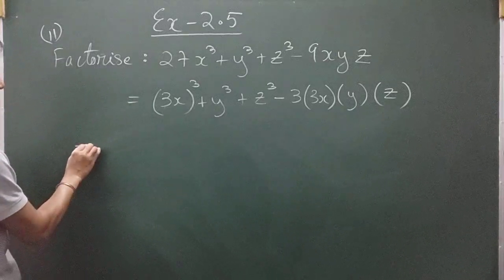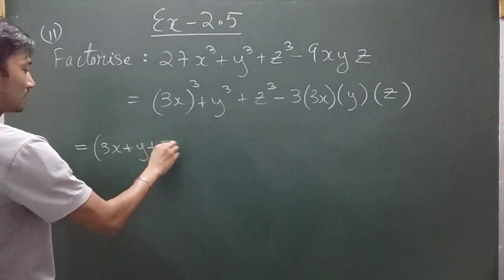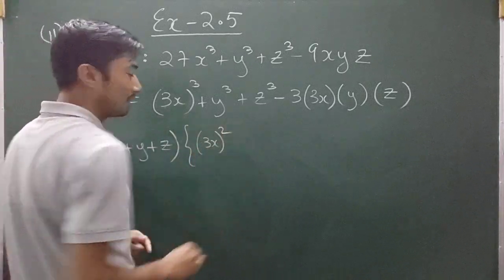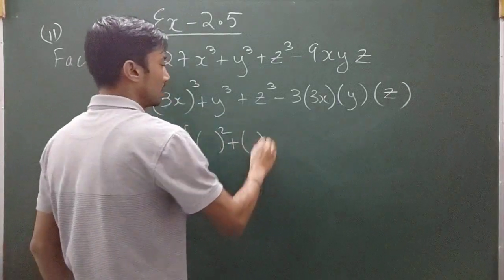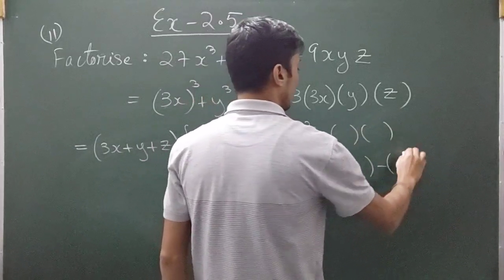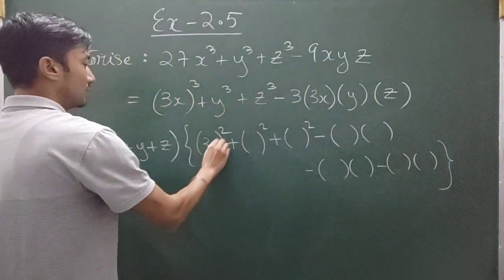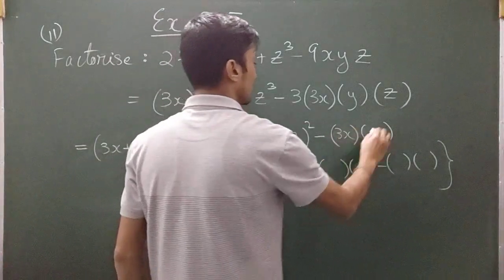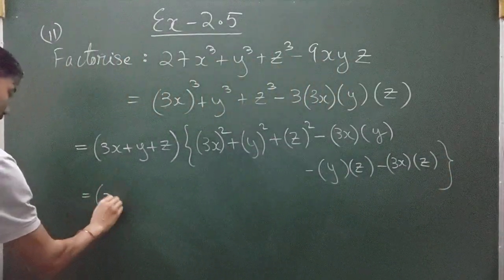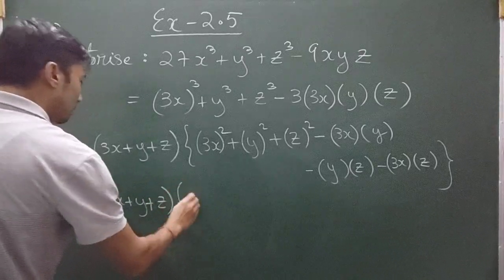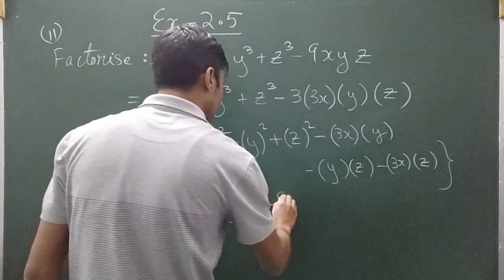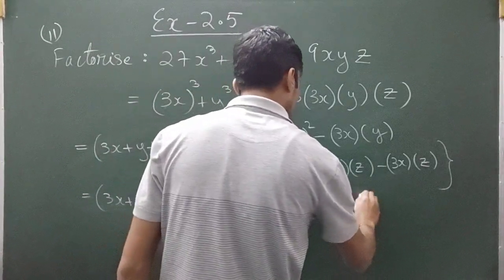What was that? I'll start from here: x plus y plus z, but the x value here is 3x, into x square plus y square plus z square minus x into y minus y into z minus x into z. Now fill up the blanks: 3x, y, z; 3x into y, y into z, 3x into z. Nothing to change here, and here we will have (3x) whole square, that is 9x square, plus y square plus z square minus 3xy minus yz minus 3xz.